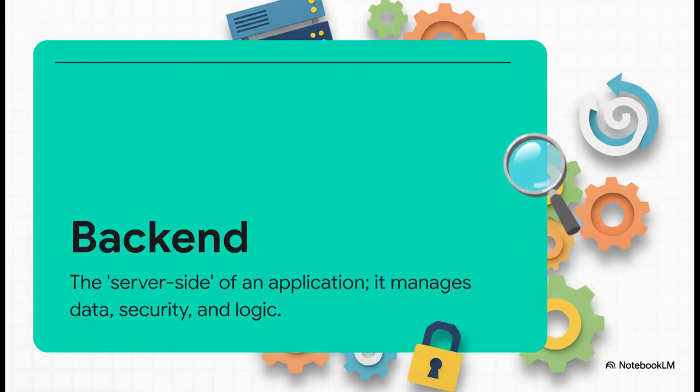And if the front end is the dining room, then the back end is the kitchen. This is the part of the application that the user never, ever sees. It's the brain of the operation. The back end manages the database, it handles your login, it runs all the complex logic that makes the app actually work. It's where all the magic happens behind the scenes.